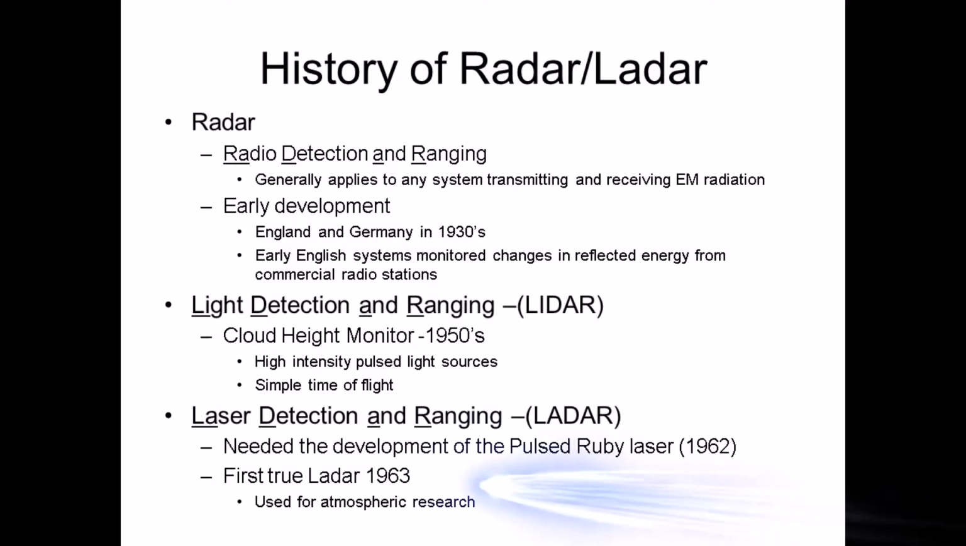Laser detection and ranging wasn't really made possible until the laser was invented in the 1960s, and the first true laser radar system was used for atmospheric research. So basically, lasers were used to illuminate the atmosphere, and returns from those laser signals were used to determine the composition of the atmosphere and maybe where boundary layers are or where scattering effects were occurring.